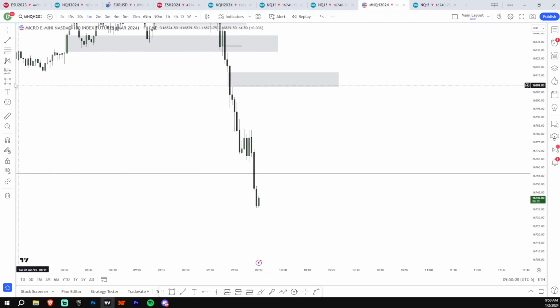This would be a good inversion to the upside because we swept sell side. It's a singular inversion. It pops right out at you.